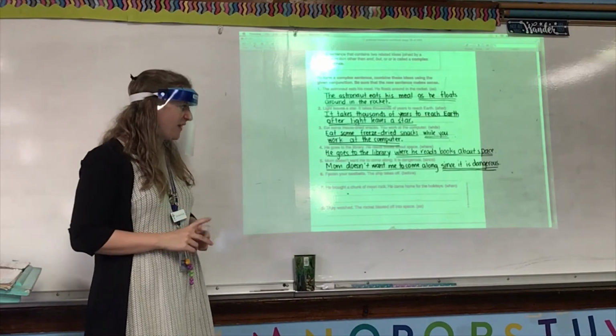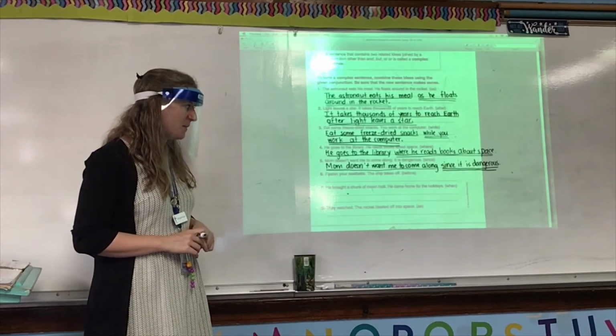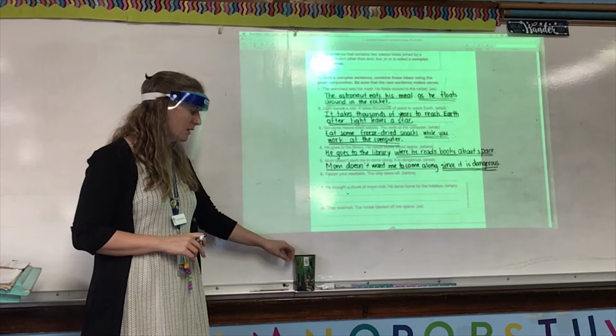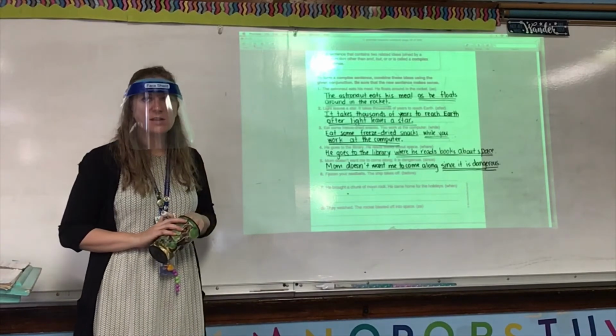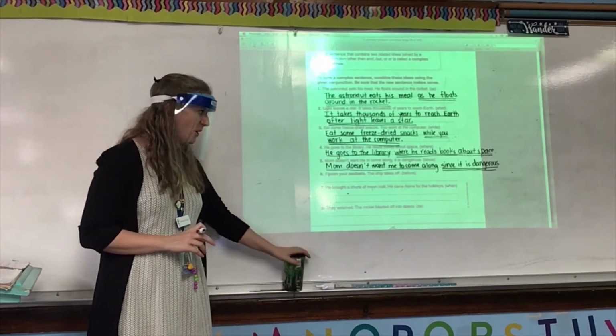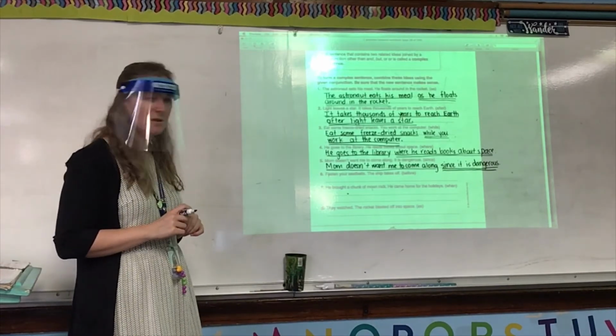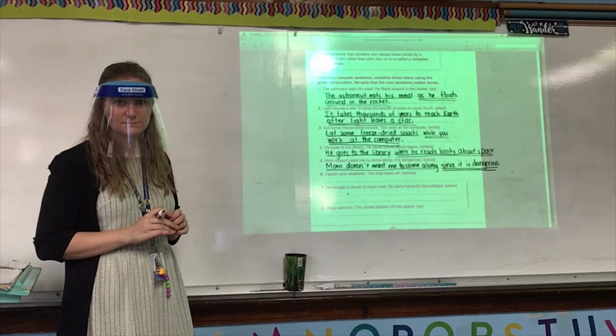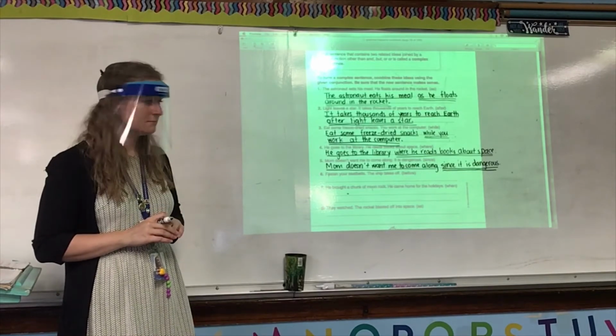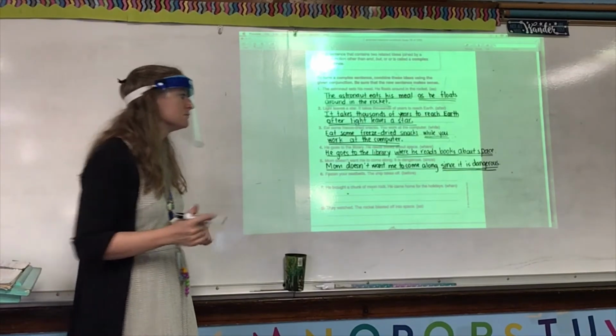Number 6, fasten your seatbelts. The ship takes off. How would we combine those two sentences using the word before, Smith? Fasten your seatbelts before the ship takes off.